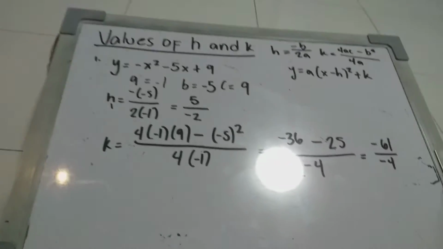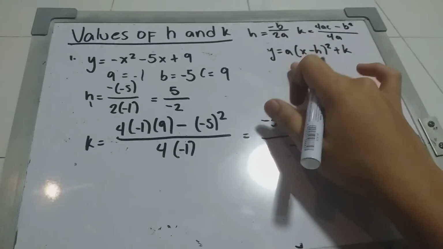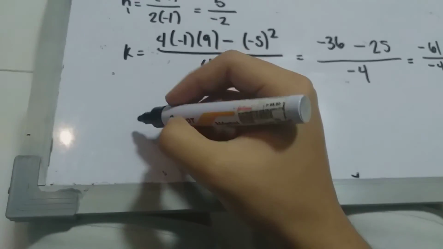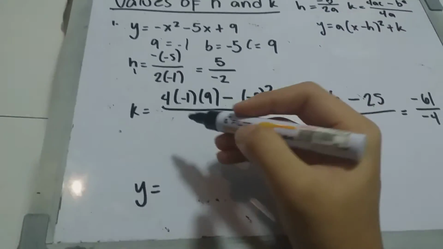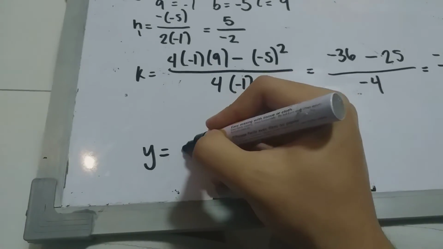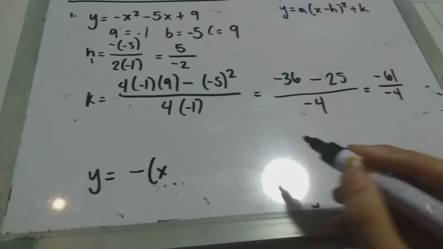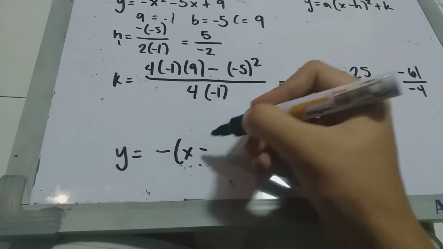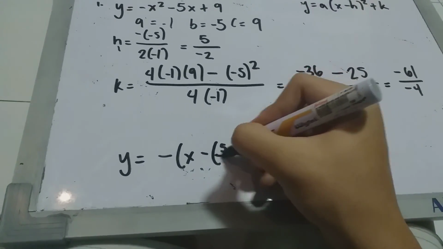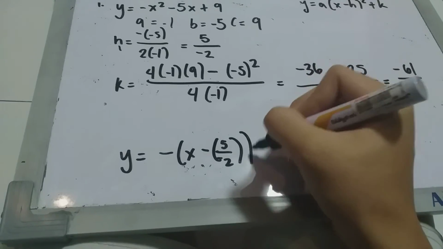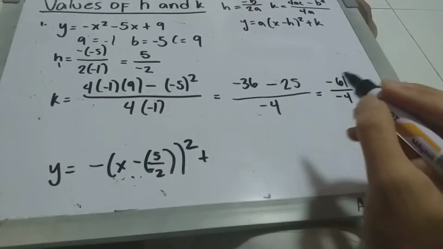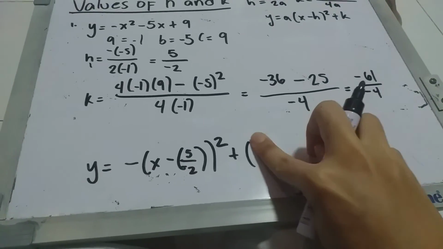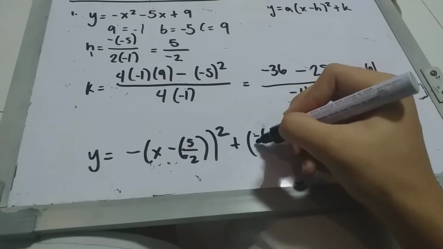And you're going to do again what you did here. You just substitute the values of h and k into your equation right here. So we get y is equal to a. Our value of a is negative, so we write a negative x minus the value of h, which is 5 over negative 2, squared, plus the value of k, which is negative 61 over negative 4.